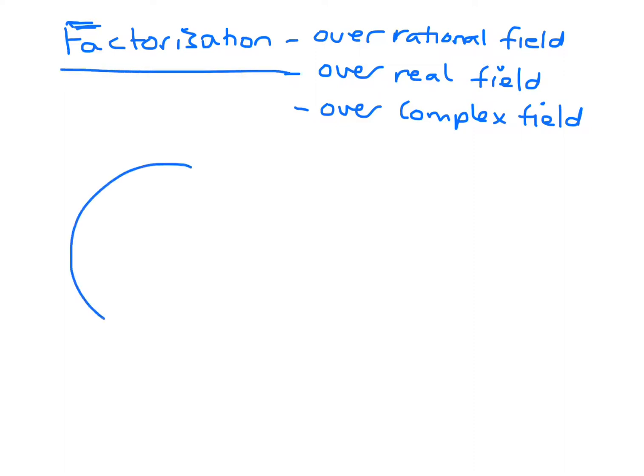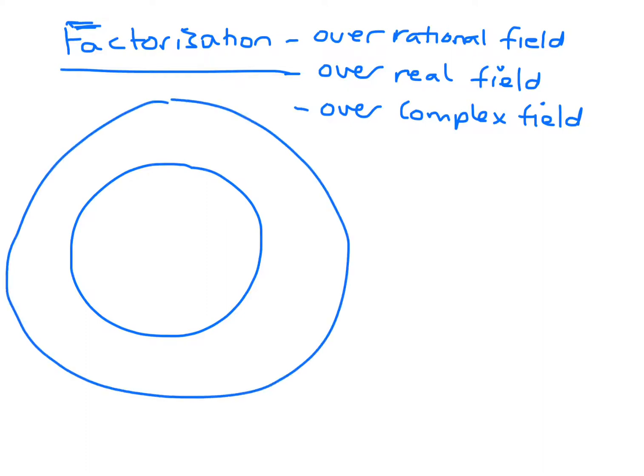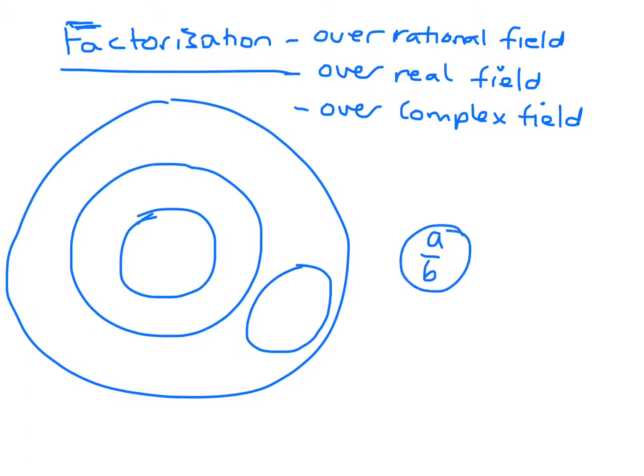Okay, I just want to look at factorising over the rational field, over the real field and over the complex field. A rational number is basically one that you can write in the form of a over b, where a and b are integers. So basically if you can write it as a fraction, it's rational.